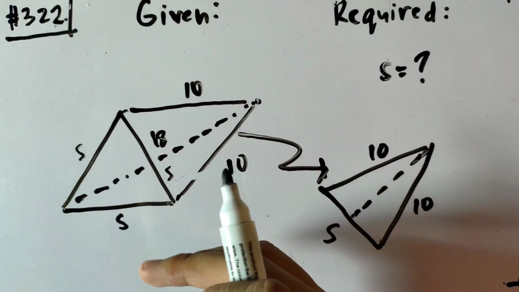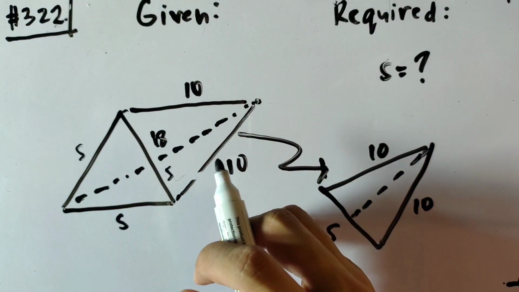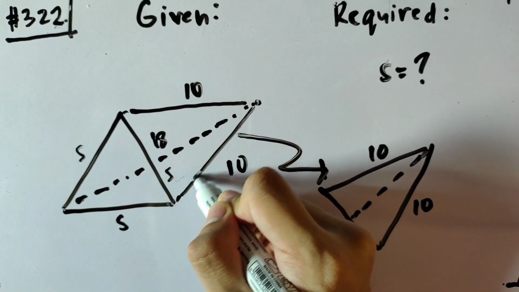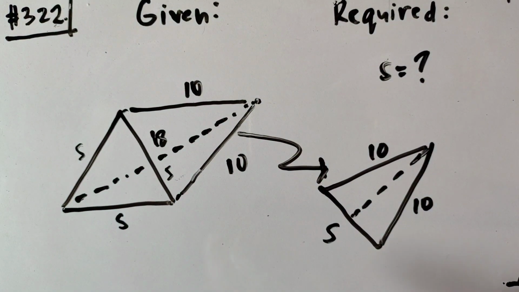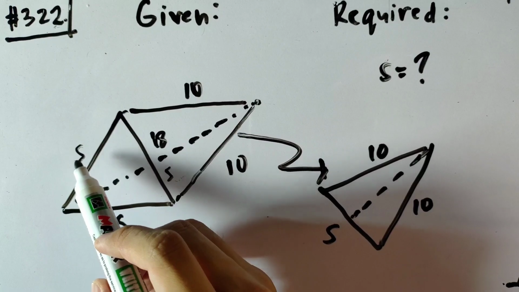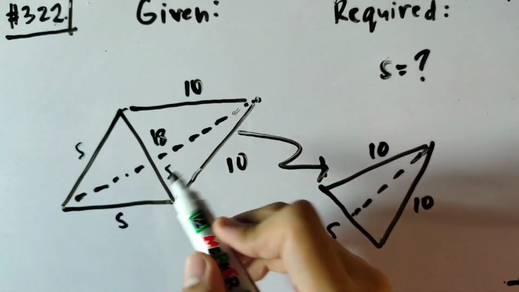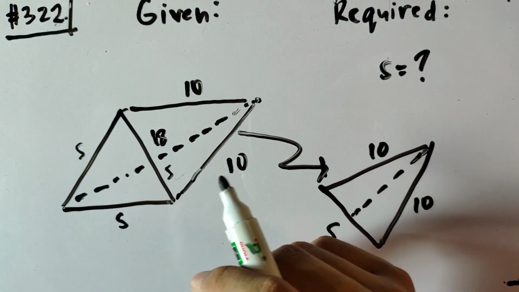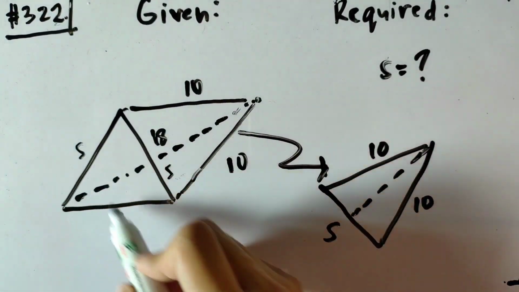Tapos kung mapapansin mo, yung triangle na nabuo natin dito ay isosceles triangle kasi dalawang equal sides. Equal sides yung dalawa, yung 10. Tapos ito rin, equal dito yung dalawang sides na to. So ibig sabihin, magkakaroon ka ng isang kite, kasi itong dalawang sides niya equal, tapos yung the other two sides are equal din.